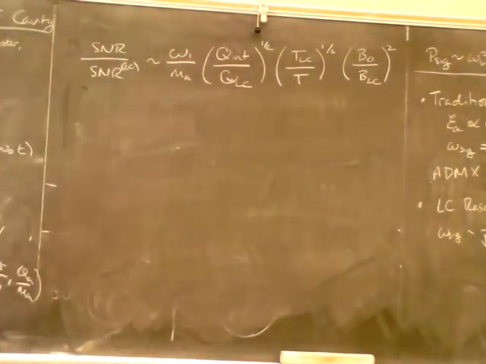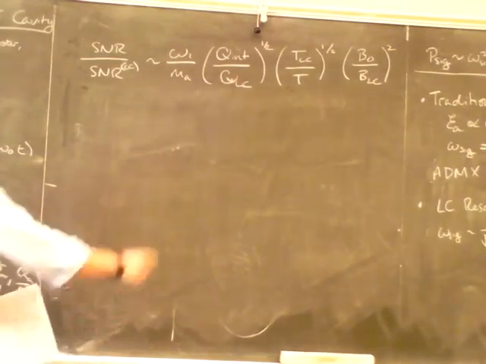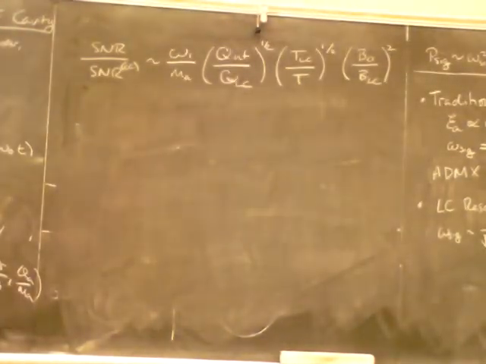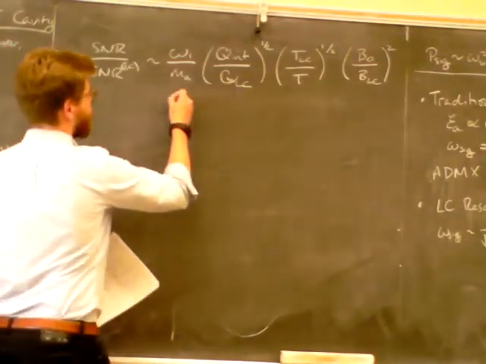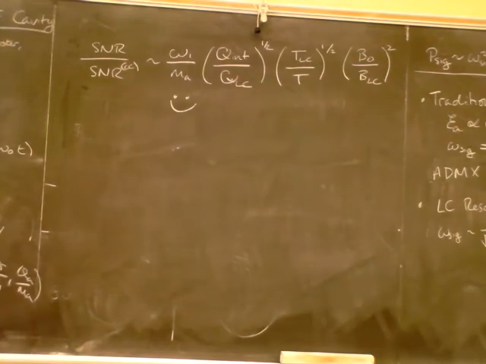So the first thing you notice is that my SNR versus the SNR in the case of a lumped LC resonator, as long as the oscillation frequency of the RF cavity is large with respect to the axion mass, is a win. So that gets a big smiley face there.